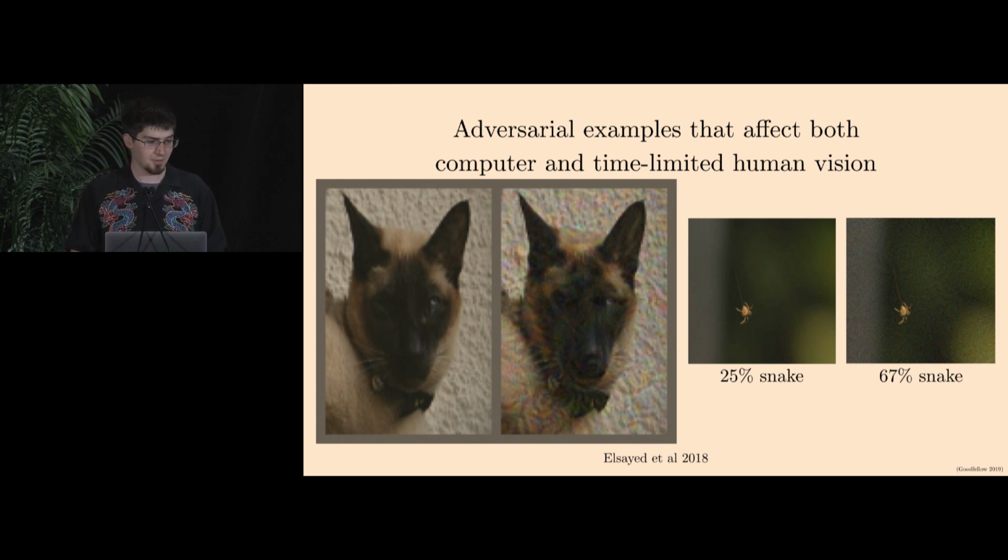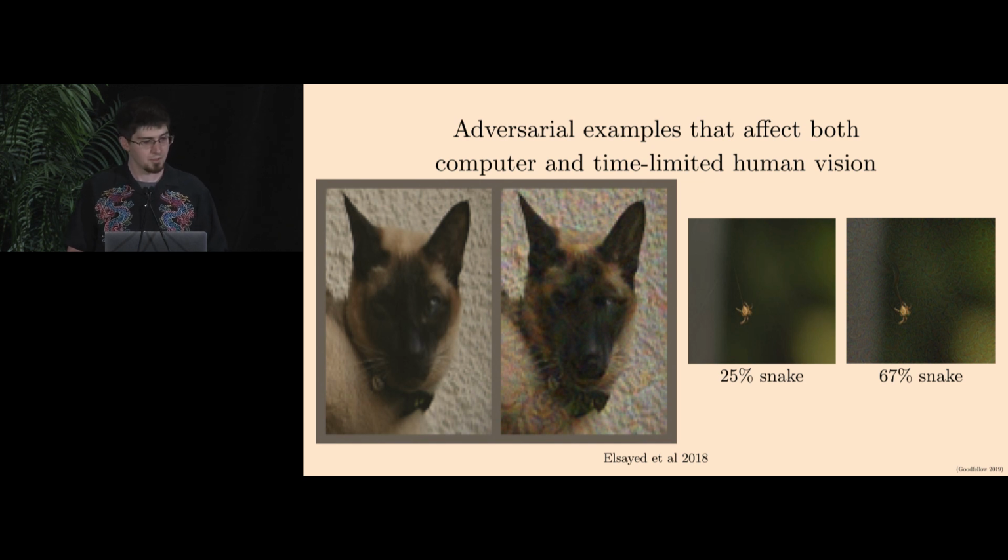The pair of images on the right, where we have an image that starts off as a spider, can be perturbed to be misrecognized as a snake by humans who have no time limit, or by humans who have a time limit. Humans who have no time limit tend to agree that it's still a spider, so we don't think that we've accidentally changed the true class of this image. Instead, we've actually found a way of fooling the human visual system under time limits into thinking that it's a snake.